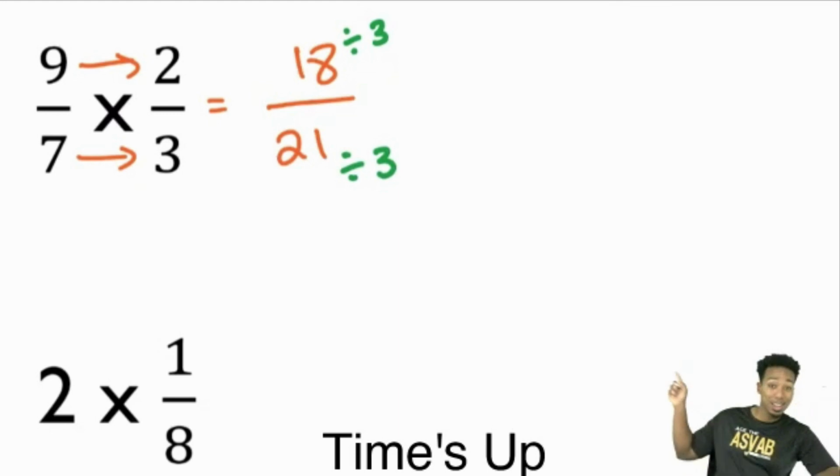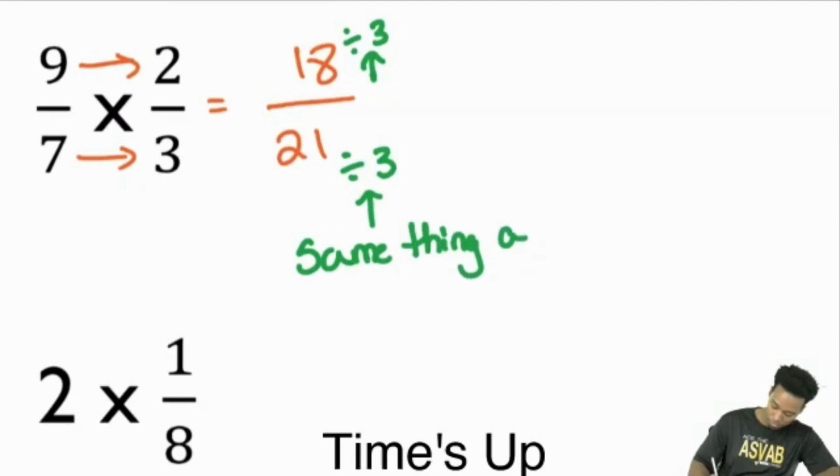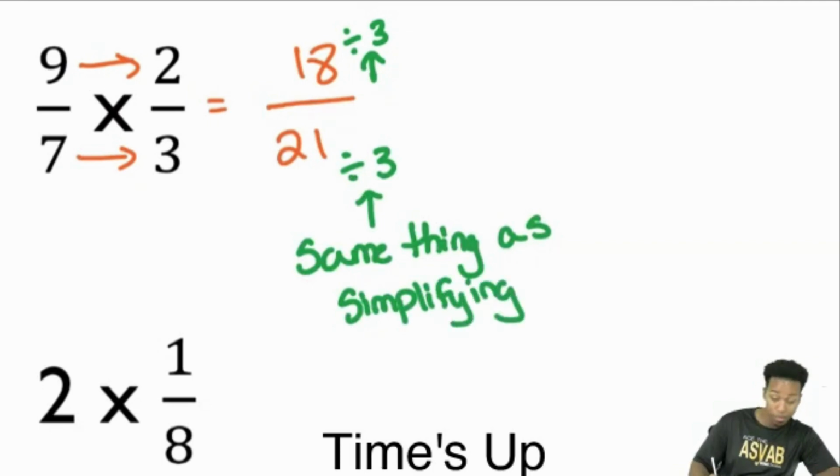Everybody, this is the same thing as canceling, same thing as simplifying. So let me just go ahead and write that note there. Same thing as simplifying, just shown a different way. You're just dividing the same number from the top and the bottom. Same deal. That's what canceling is. That's what simplifying is.